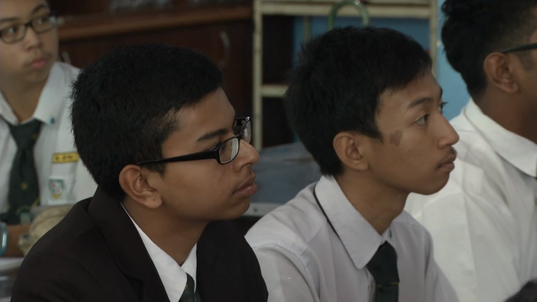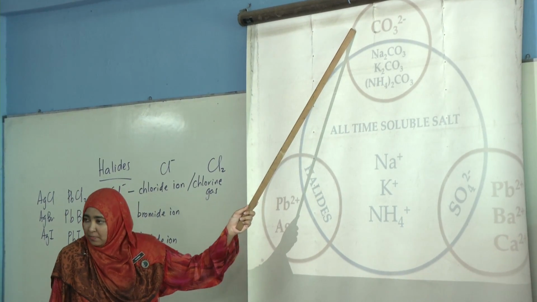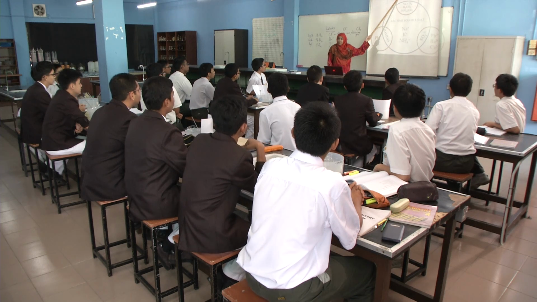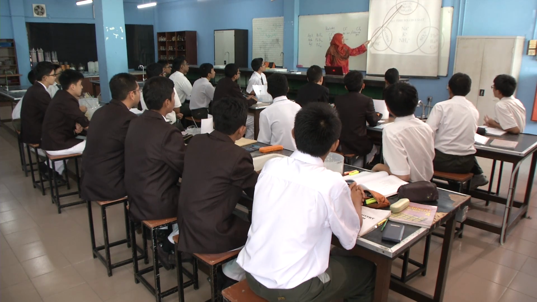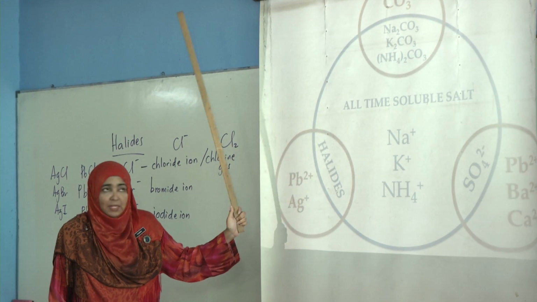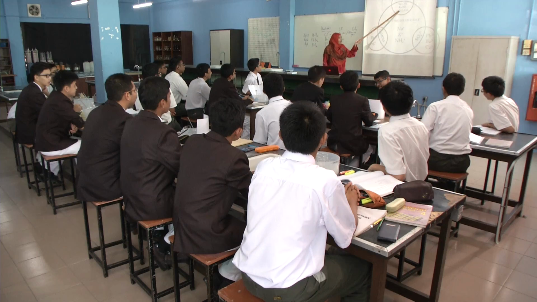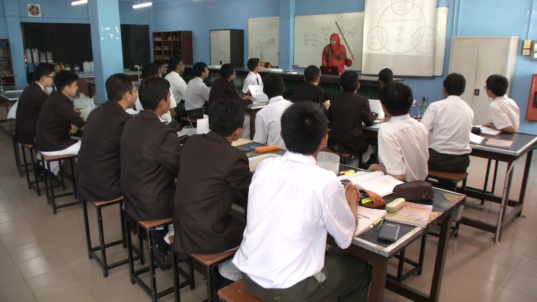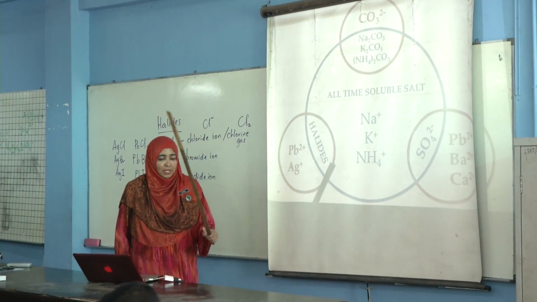And then we have, at the top here, carbonate. For carbonate, it falls in the red region. What does it mean? Insoluble. But not all carbonates are insoluble. We have 3 carbonates that are soluble: sodium, potassium, ammonium. Why is this 3? All-time soluble salt. Clear? Alright, now I want you to copy down this diagram before we do the next activity.